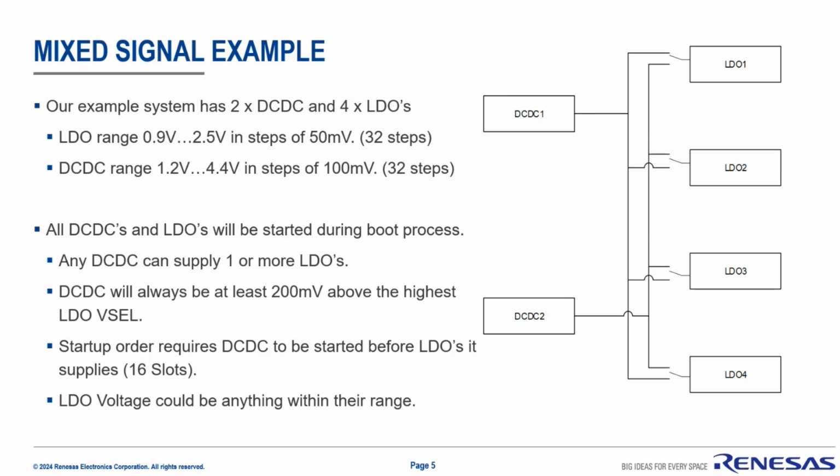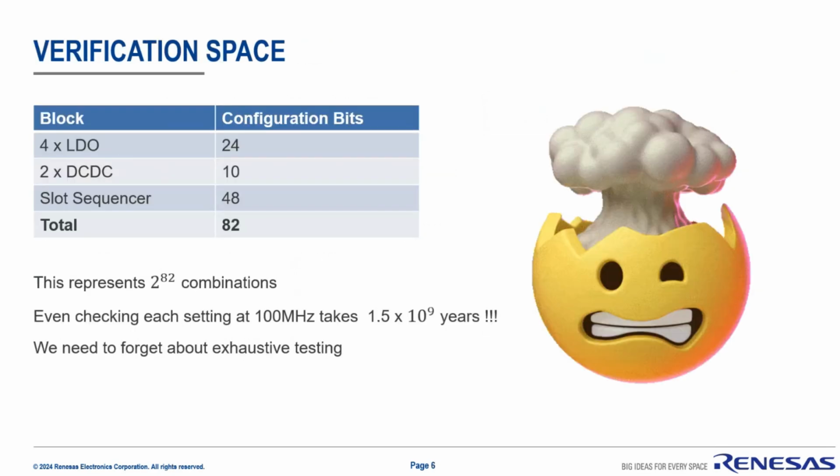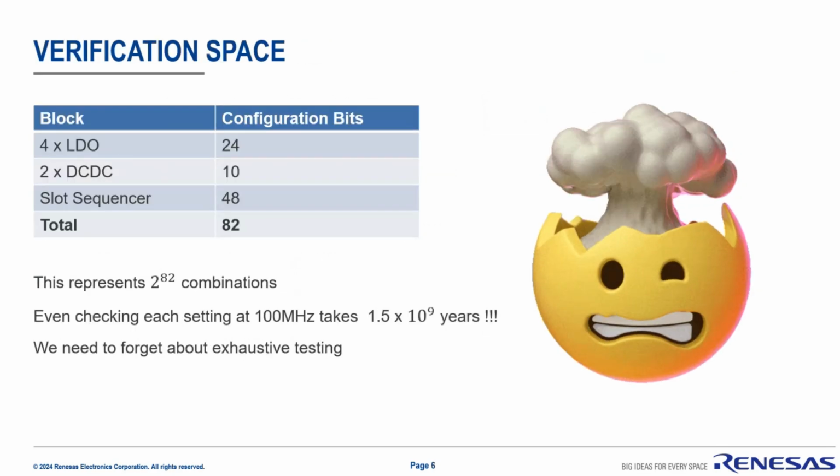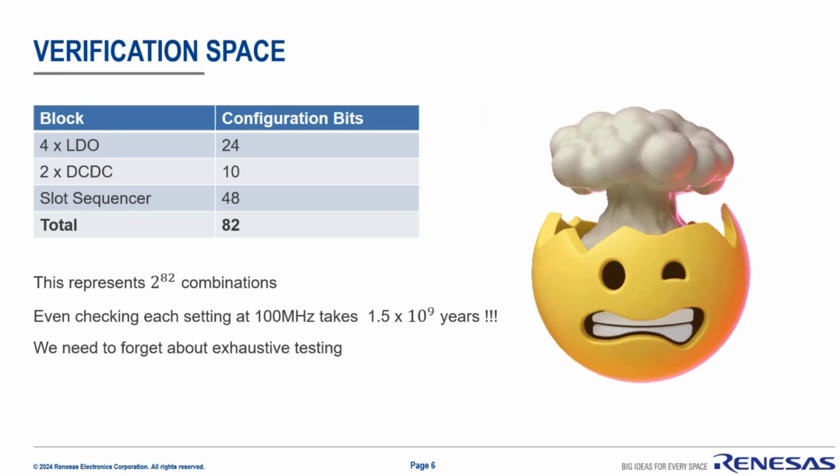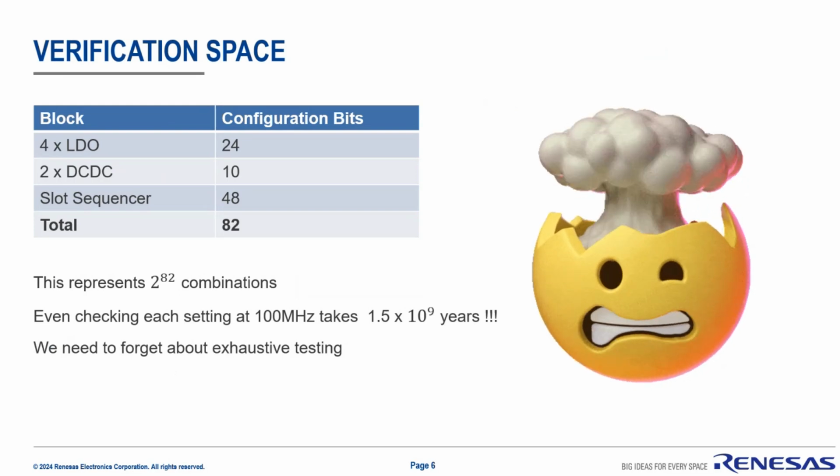And then the voltage selection could be anything within the range. So very simple system, looks dead easy to verify. But if we go through the verification space required to look at that, just purely from a digital perspective, the number of configuration bits you need.